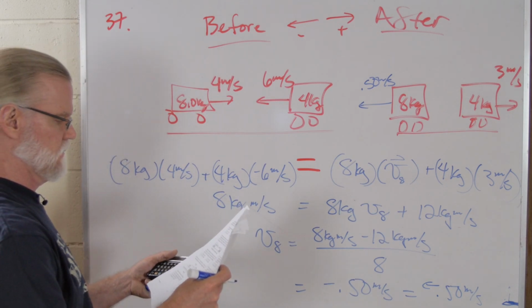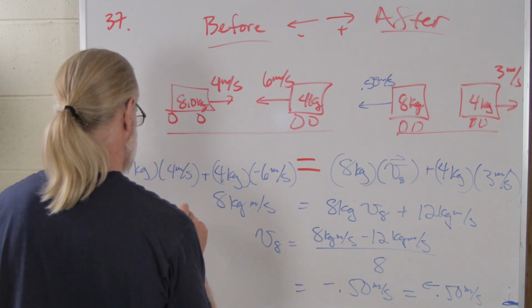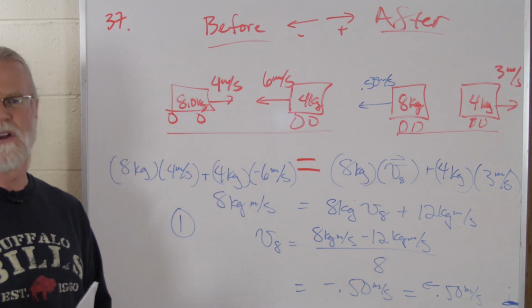What's the choice? 0.5 meters per second to the left. That would be choice 1.